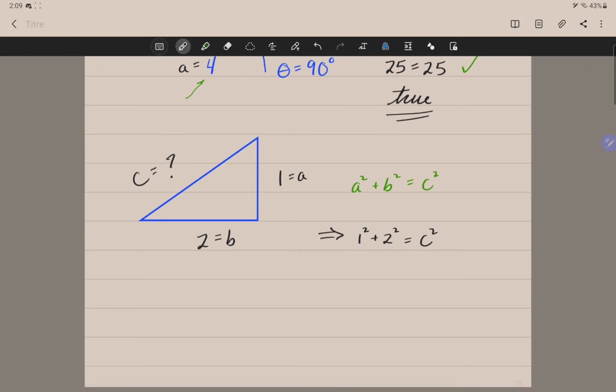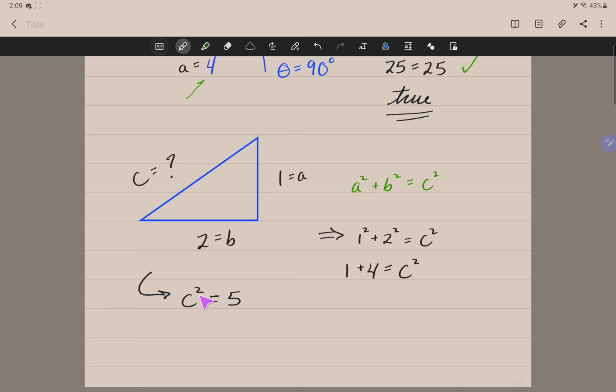1 squared is 1 times 1, which is 1, plus 2 squared is 2 times 2, which is 4. And we know that that equals c squared. We can't do anything else with this c squared because we don't have any numbers for that. So from that, we know that c squared is equal to 5, because 1 plus 4 is 5. And now, we can't say that c equals 5, because it's c squared that equals 5. We've got this little 2 up on the top.